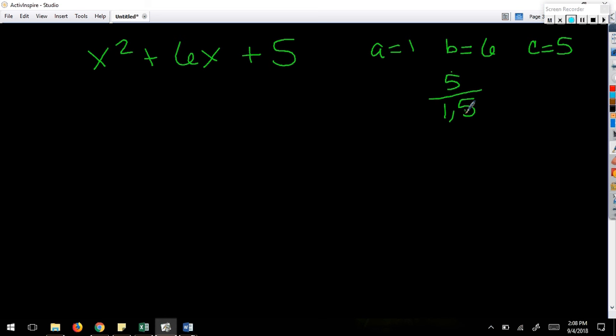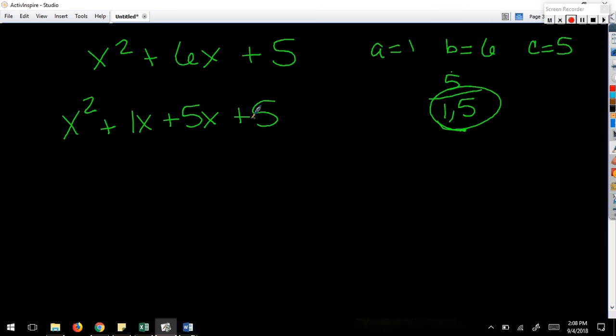Now this one, and I didn't mention to start with it, I should have. We didn't take a GCF out in the beginning because this one didn't have a GCF. All right, so rewrite 6 using these two numbers. So now it's going to be x squared plus 1x plus 5x plus 5. Do you see what we did? This and this are the same thing. I just wrote them a different way.